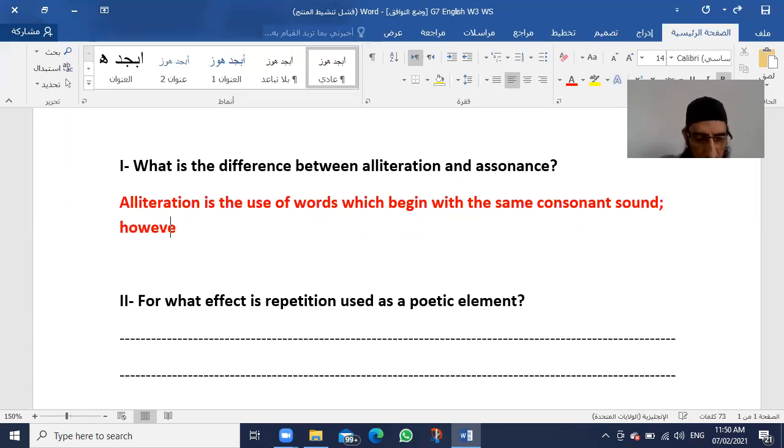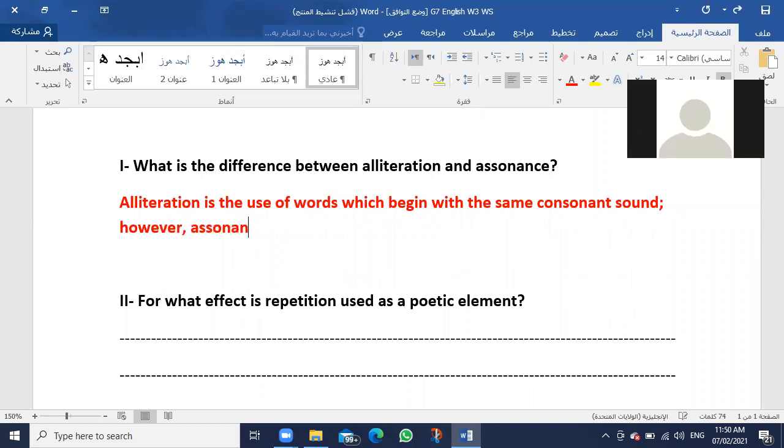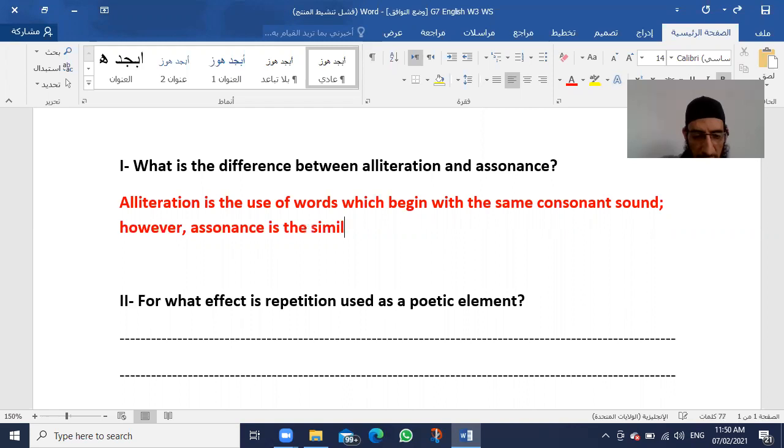However, assonance is what? Assonance is the similarity of vowels in close words in a poem. Bravo, the similarity of vowels in close words in a poem. Bravo, thank you very much, Ammar. That's perfect, guys.